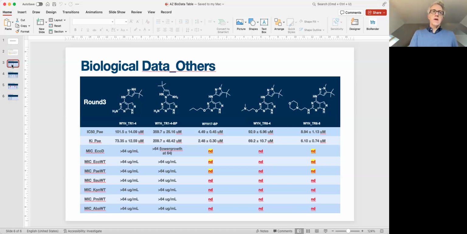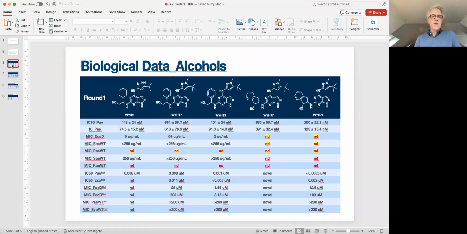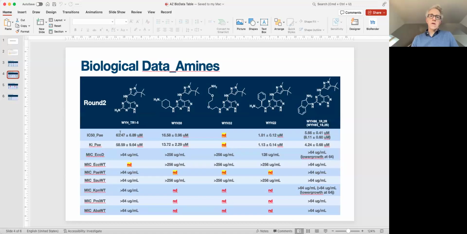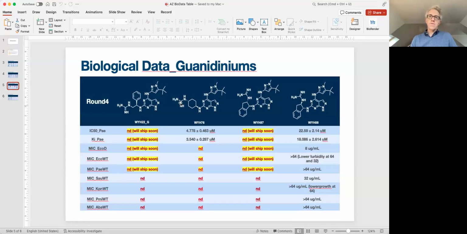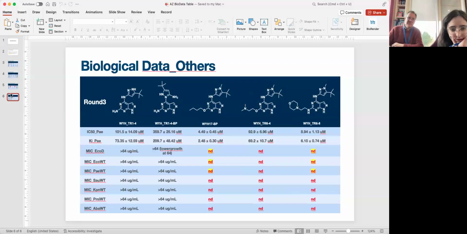But the key, I mean, for the paper, the thing that we've got to have is the sense of potency. So for example, with this compound, we don't have anything. And for these two guanidinium ones, which are coming, it's the sort of full set of the IC50 and the KI.